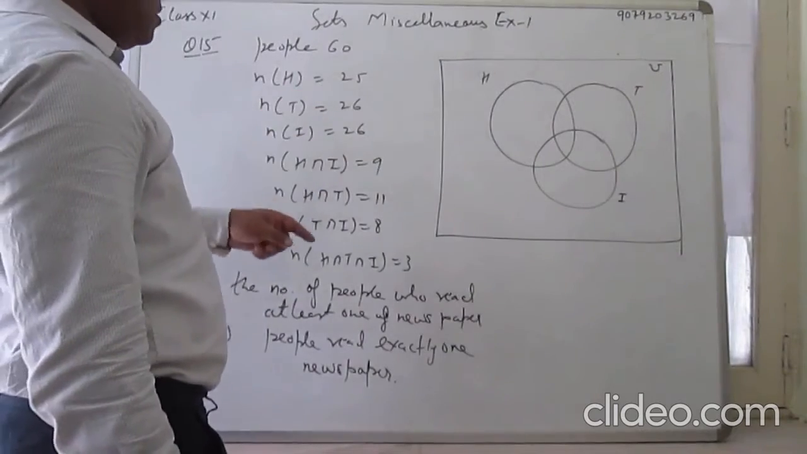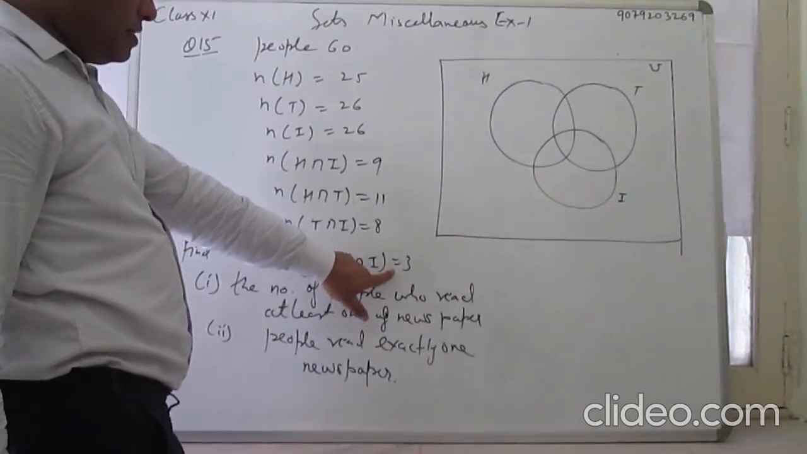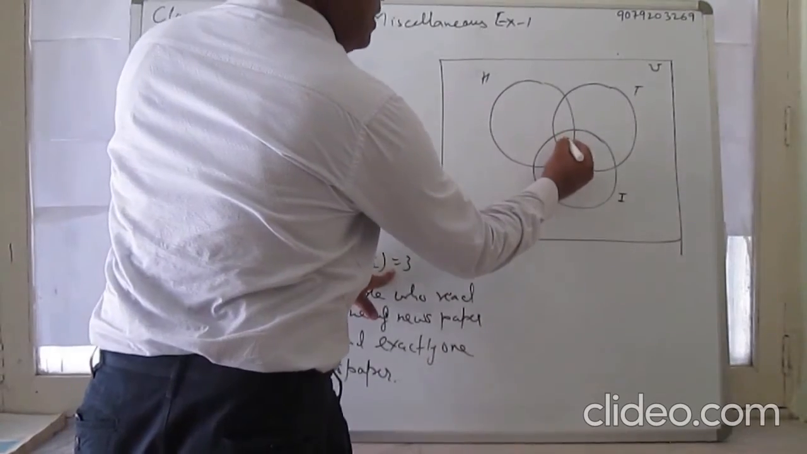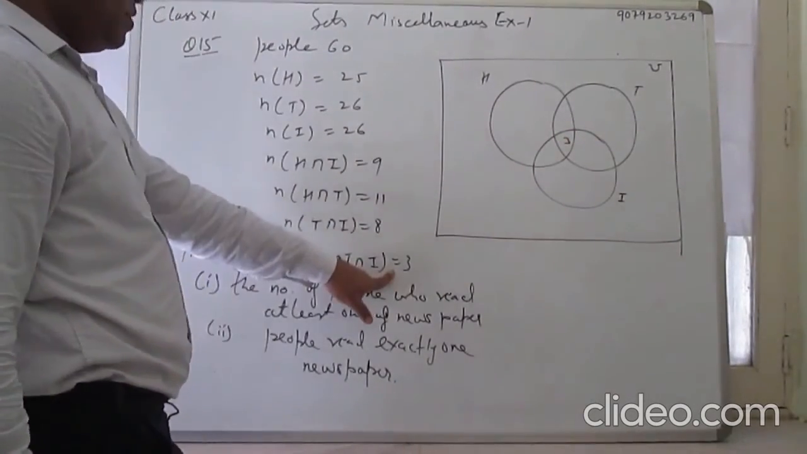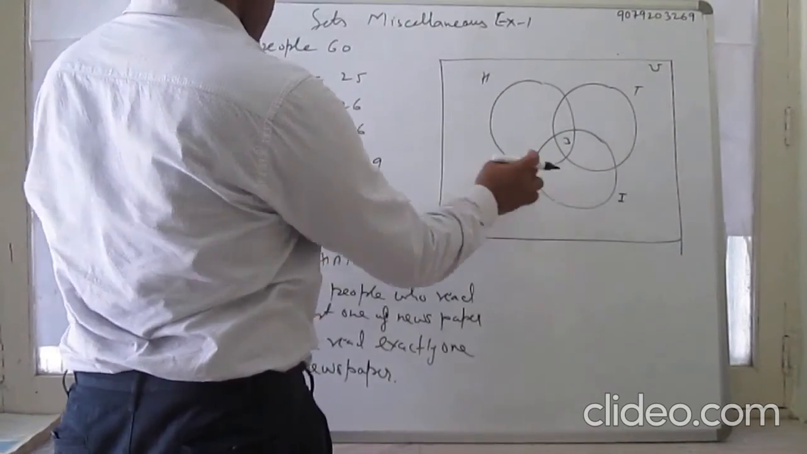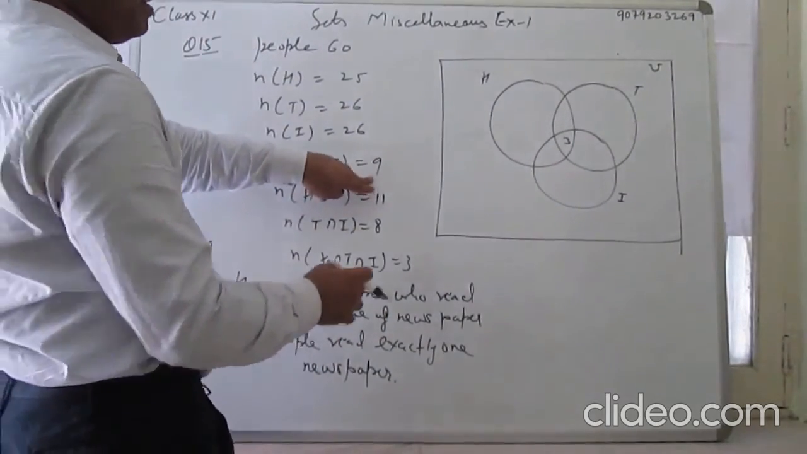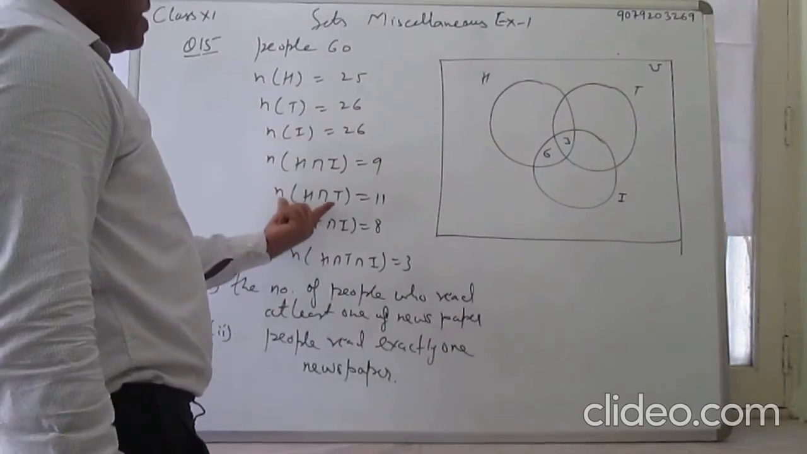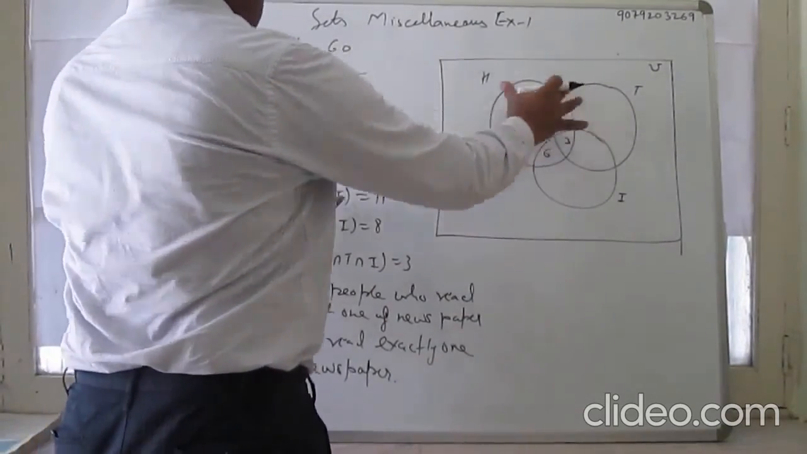Now start करेंगे common element से. H intersection T intersection I, तीनों का common intersection this is 3. Okay, then H and I. How many elements are there? 9. 3 तो already लिख दिया अपन ने, तो अभी कितने बचे? 6. Now H intersection T, total is 11.